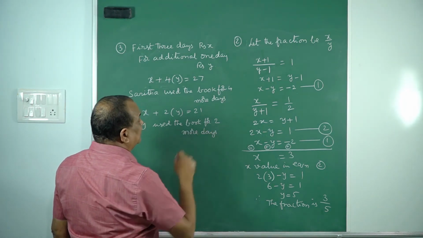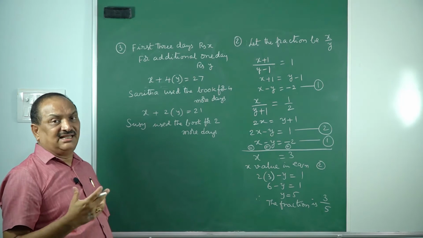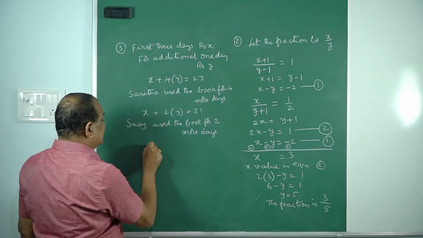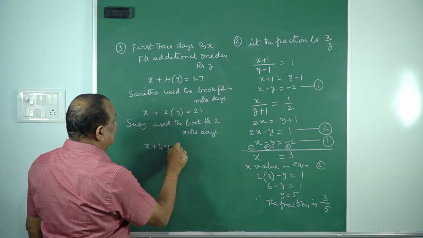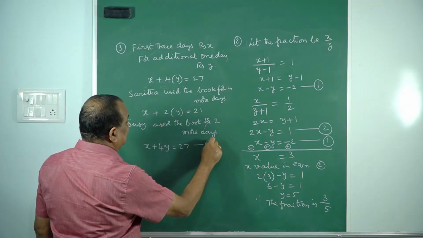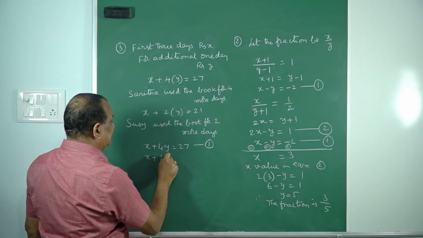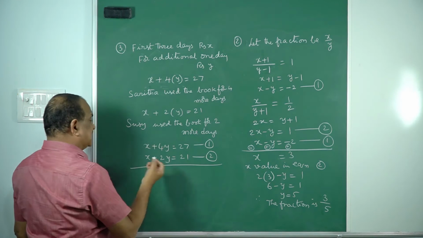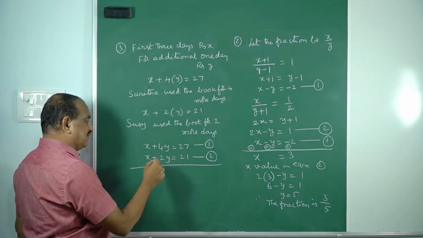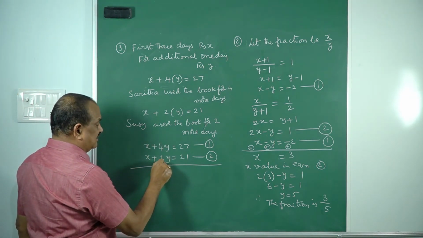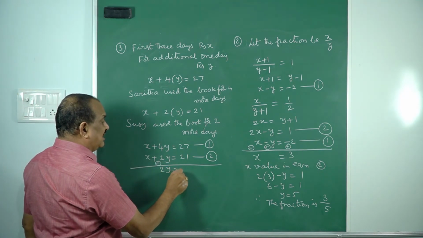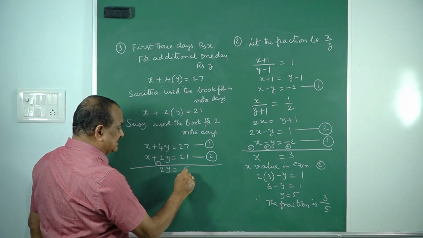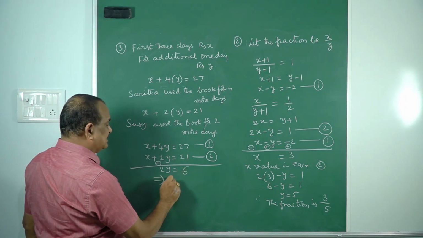This is what you should remember. 5 days means 2 additional days. 7 days means 4 additional days. I have 2 equations. x plus 4y is 27, first equation, and x plus 2y equals 21, this is second equation. A simple subtraction will help me. x minus x goes off. 4y minus 2y is 2y. And 27 minus 21 is simply 6, and it implies y is equal to 3.